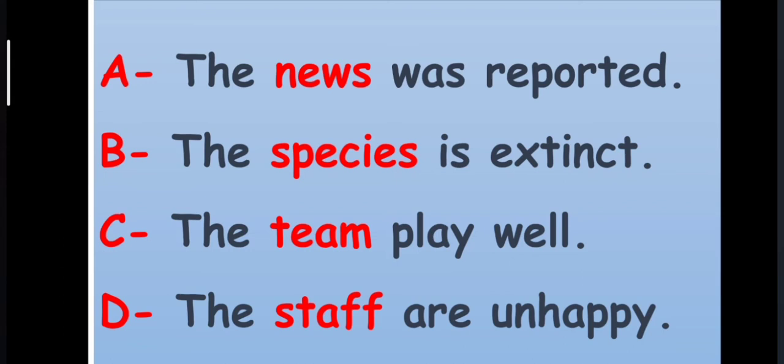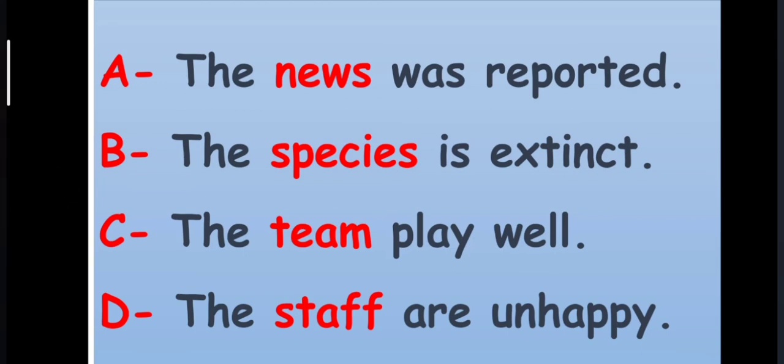The noun species in B is special because its singular and plural forms are the same. So if you want to make the plural form out of species, you're not going to change anything and not going to add anything. You're just going to use the same form, which is species. So species can be singular or plural. Okay?